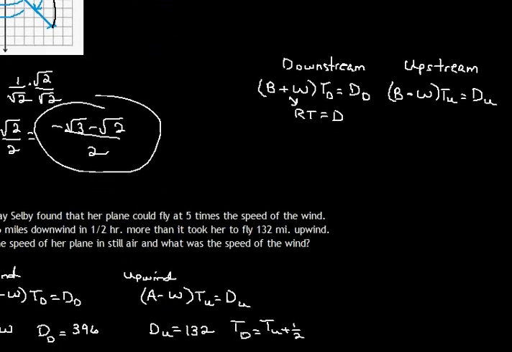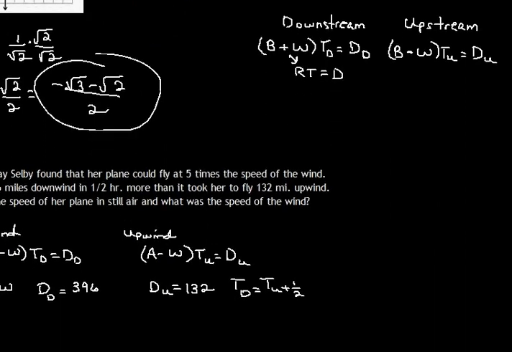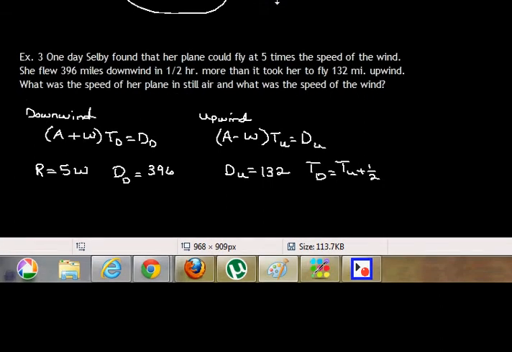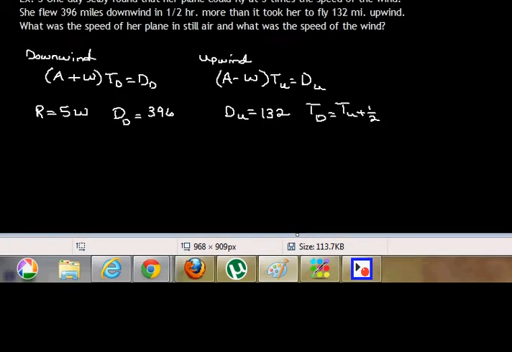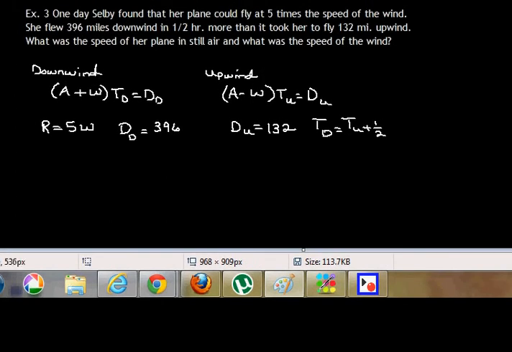So we're going to flip through these. So let's look at this one. It's an airplane one. I'll try to get this so you can see it a little bit here. One day Selby found, I do believe it's Selby and not Shelby, Selby found that her plane could fly at 5 times the speed of wind. She flew 396 miles downwind for a half an hour more than it took her to fly 132 miles upwind. What was the speed of her plane in still air, and what was the speed of the wind?